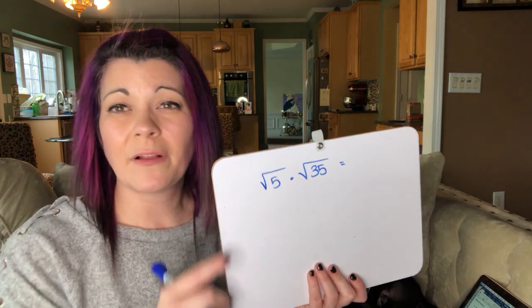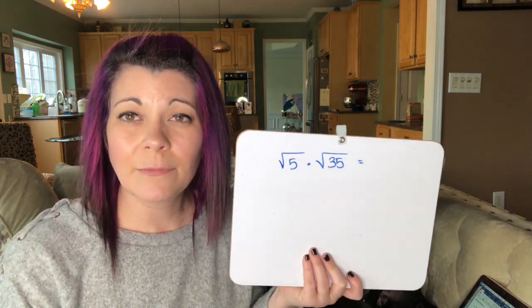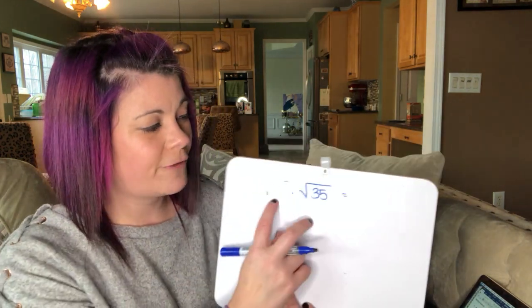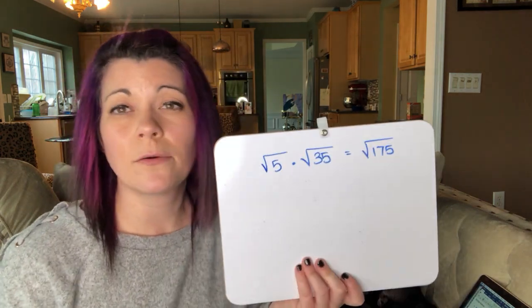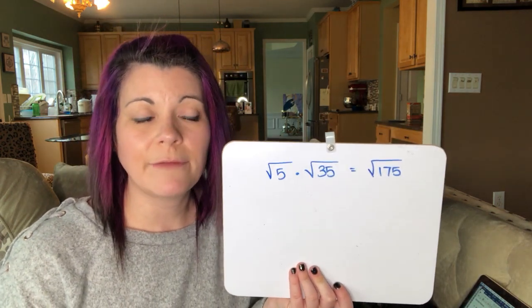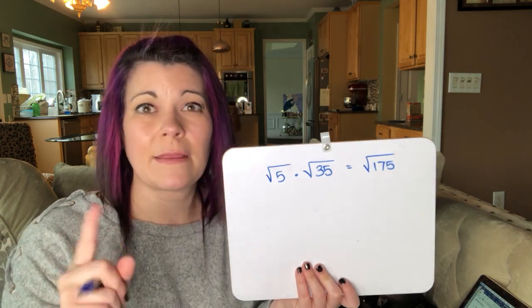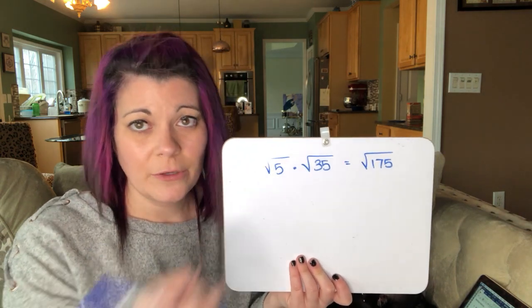just like normal. So if you have square root of 5 times square root of 35, you do 5 times 35, which is 175. That's still all under the square root symbol, still under the radical. So we have square root of 175. And then you apply what you learned in the simplifying radicals video to this. So we're going to do the prime factorization of 175.